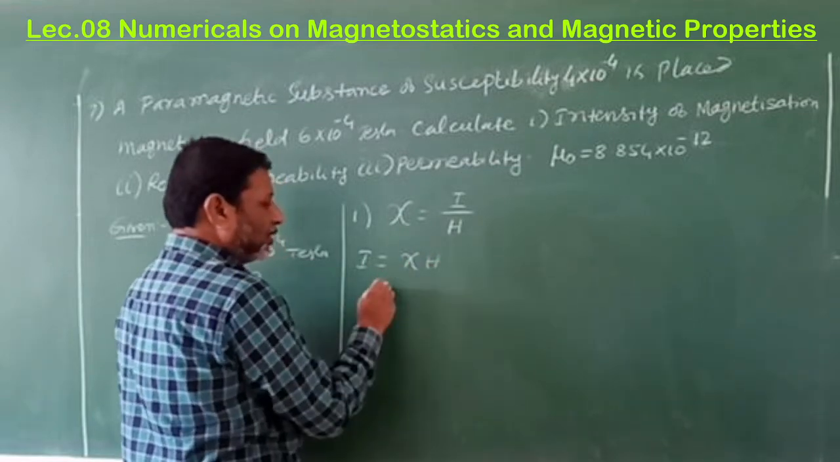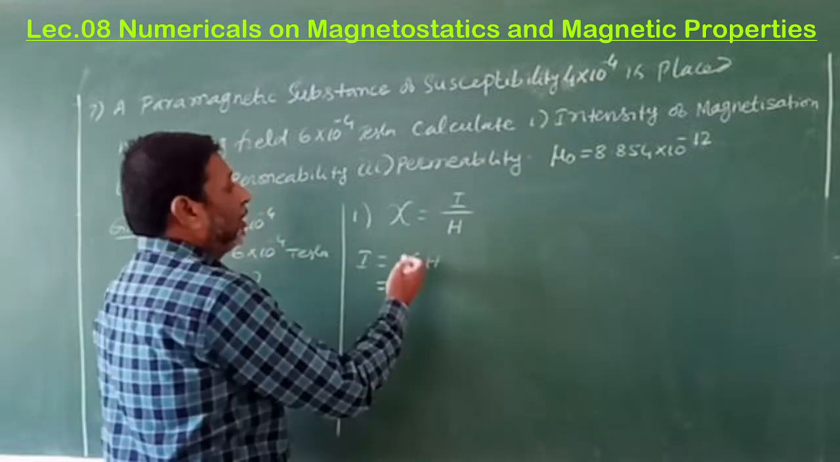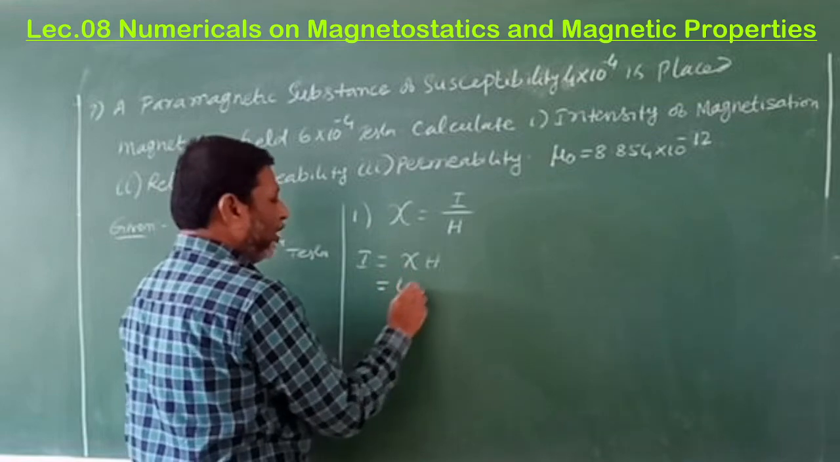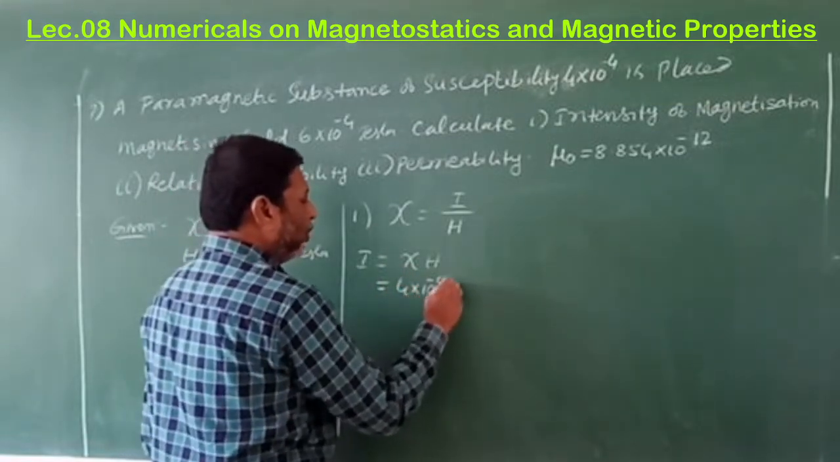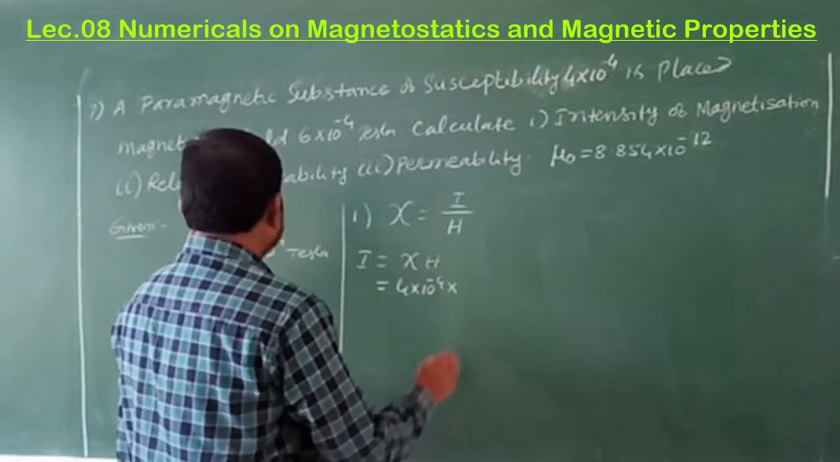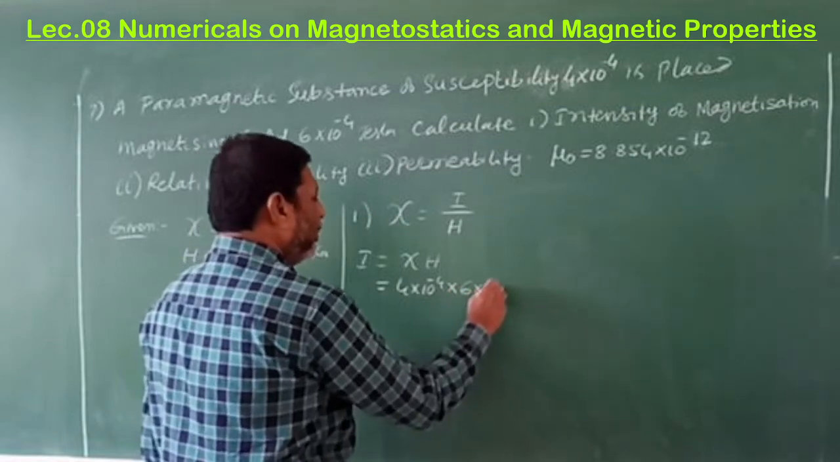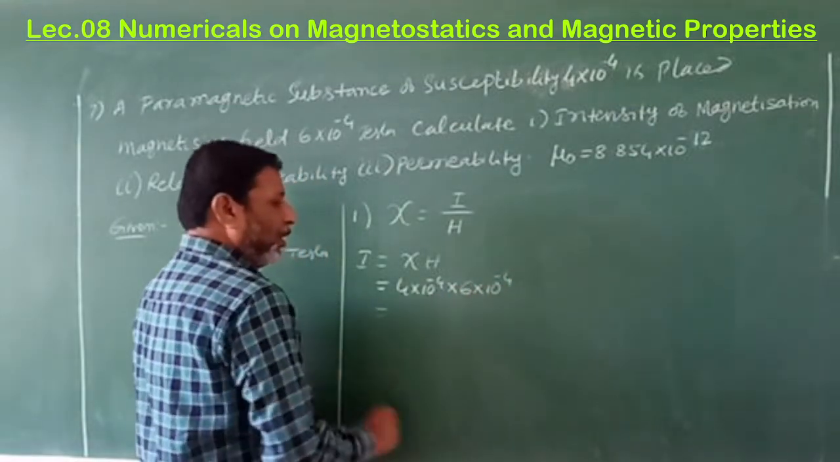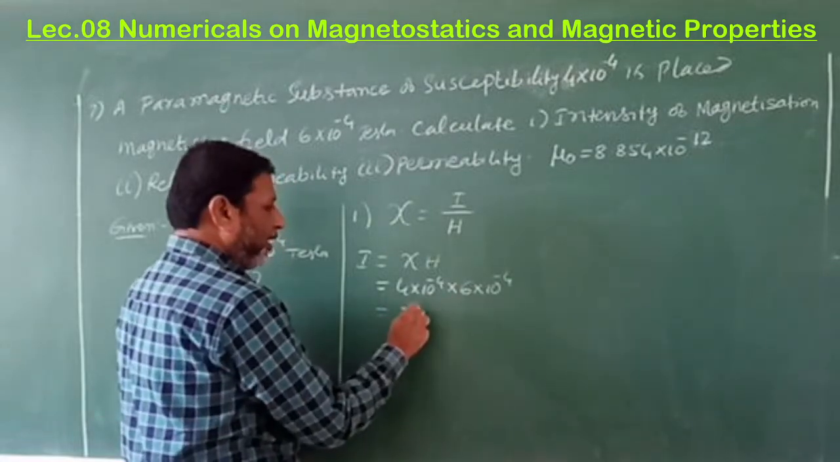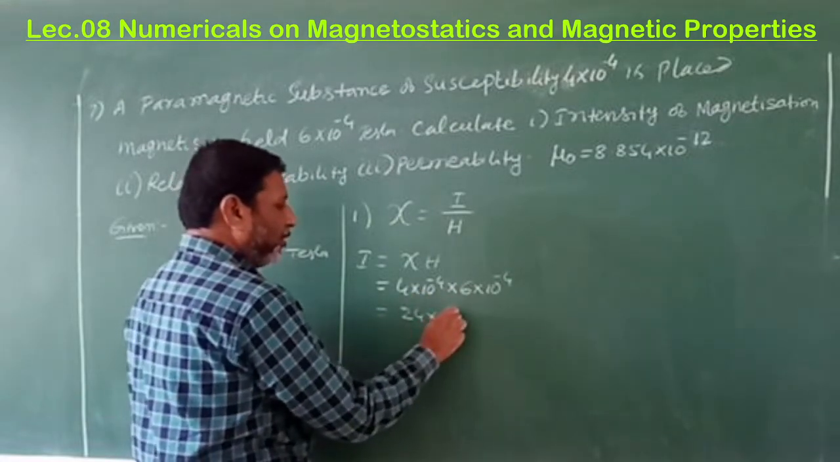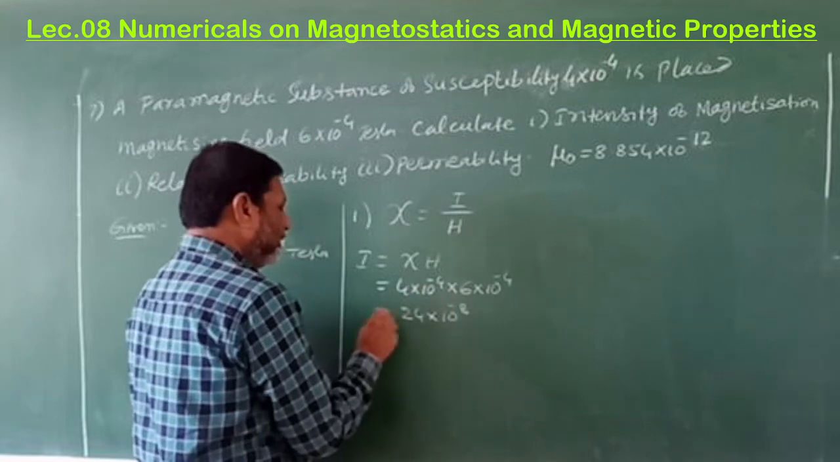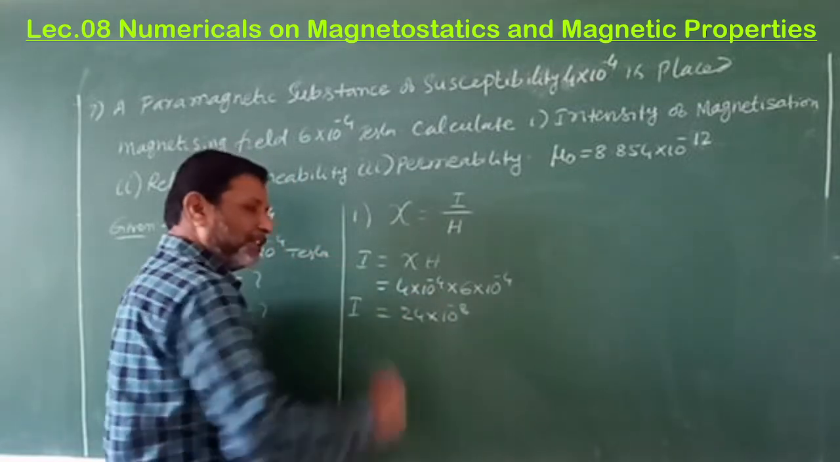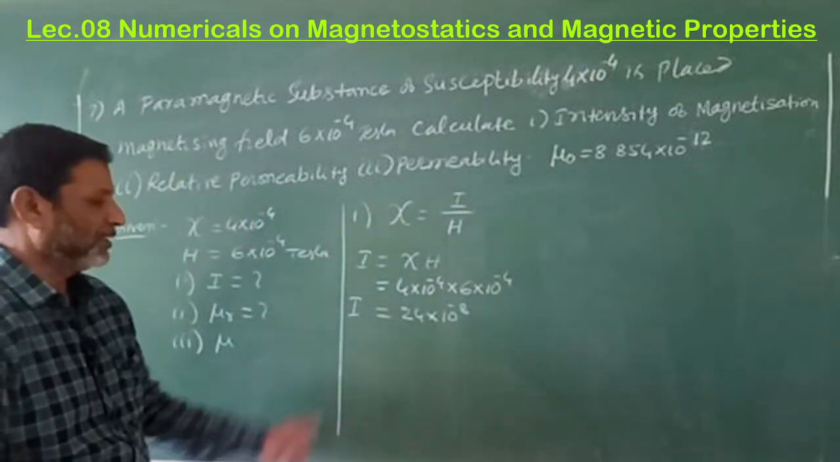Now, these two values are given to you. This chi value is 4 into 10 raised to minus 4, and H is equal to 6 into 10 to the power of minus 4. Now this is equal to 24 into 10 to the power of minus 8. This is the intensity of magnetization.